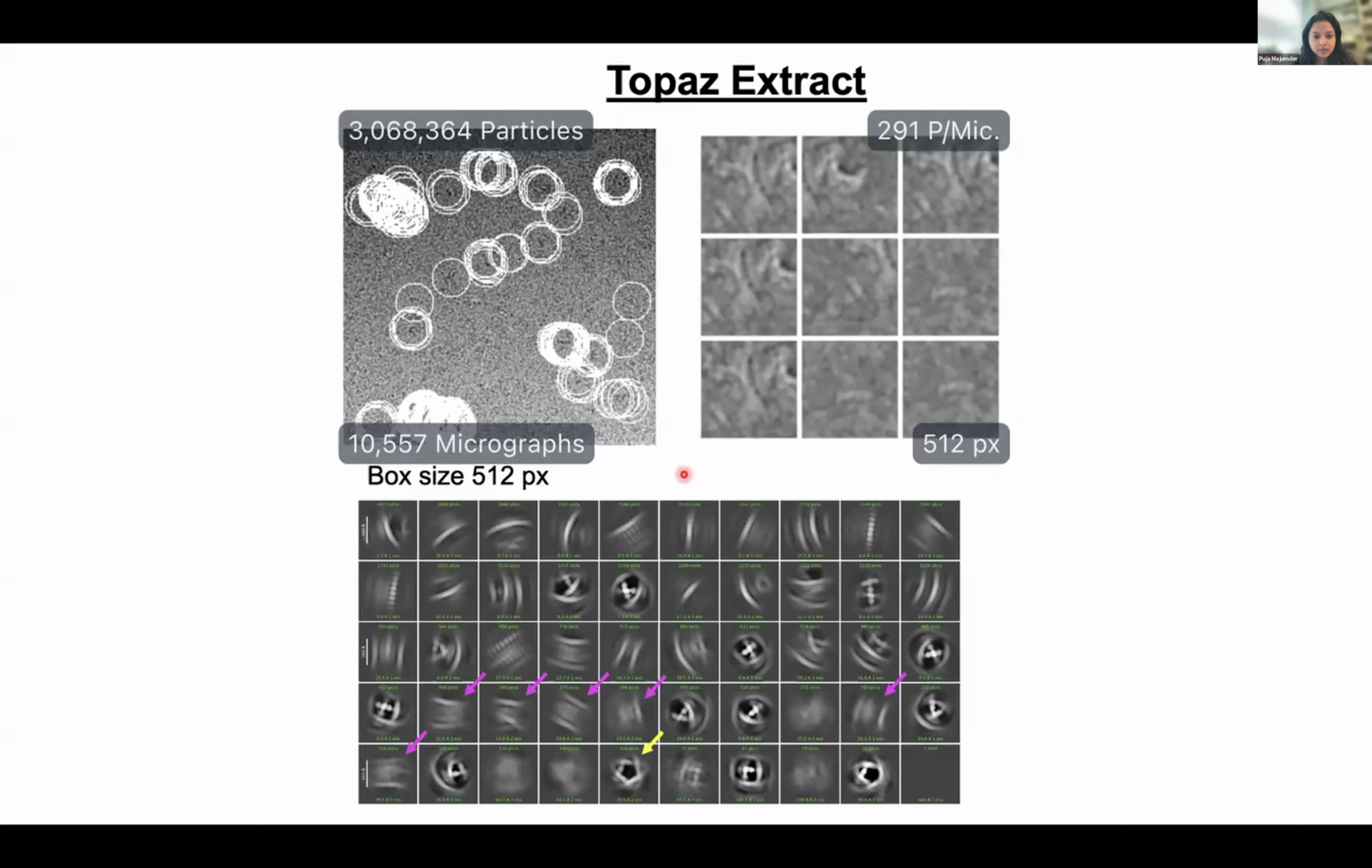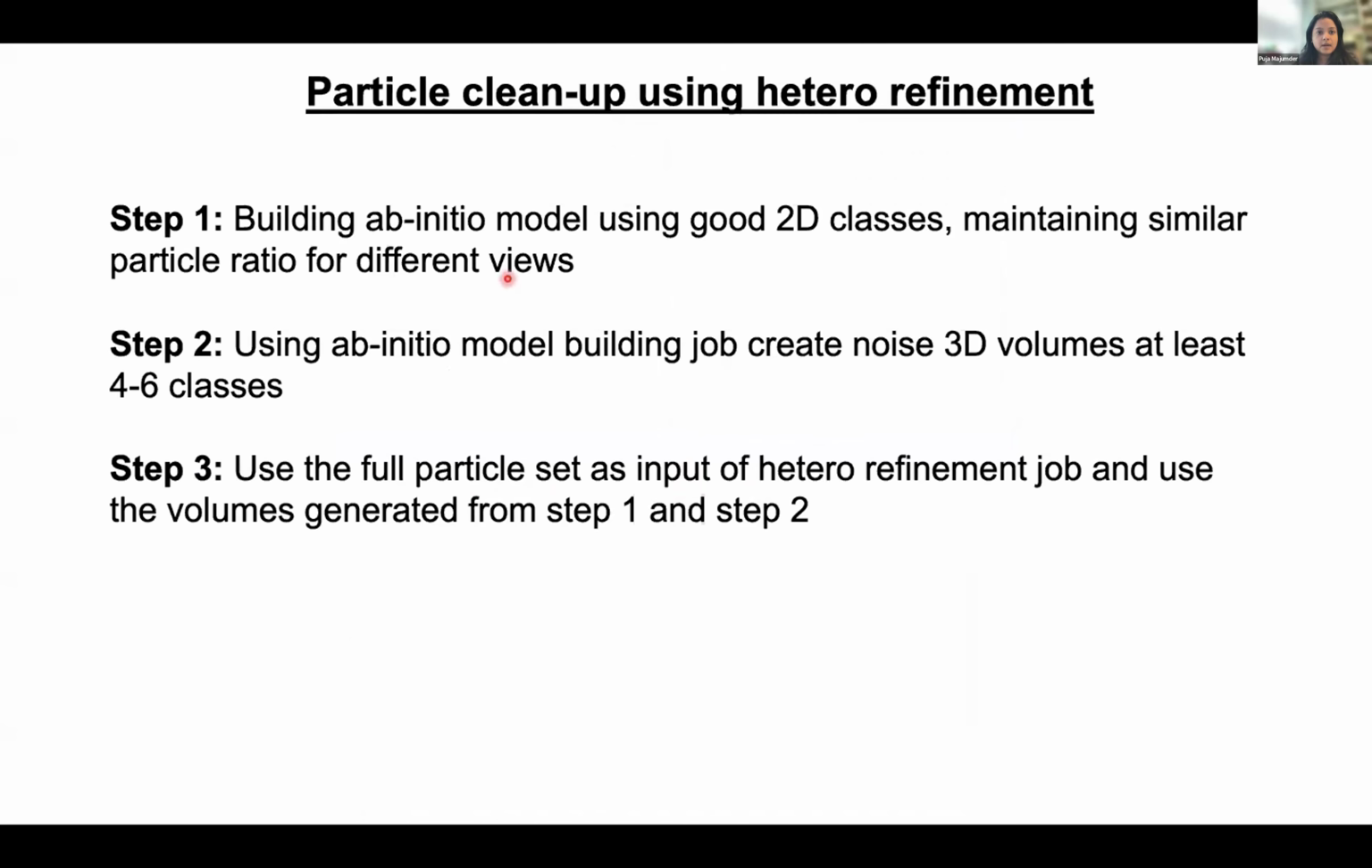Then I did a 2D classification job, and here we could see the side views and the front views, but at this stage I did not discard any particles from the 2D classification job. Rather, I used particle cleanup using a hetero refinement job. This trick I learned from Dr. Richard Hyde from MSK. This process has 3 steps.